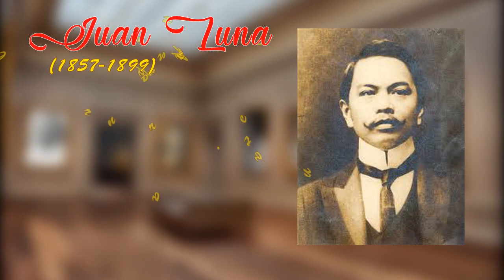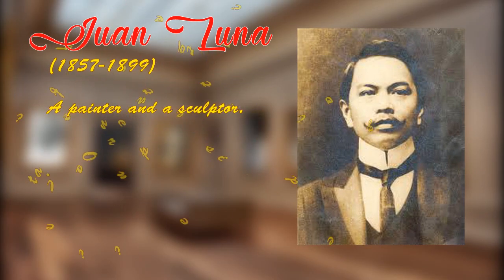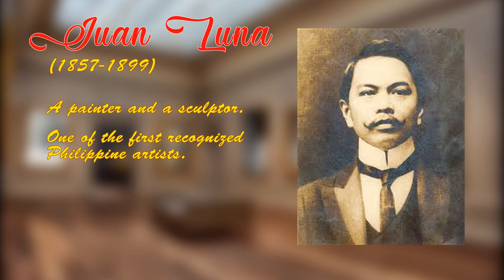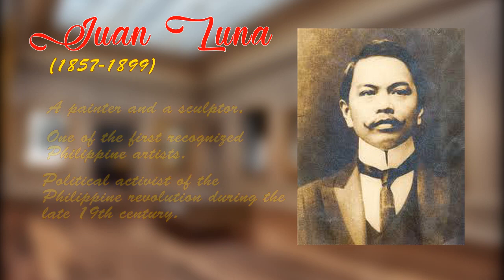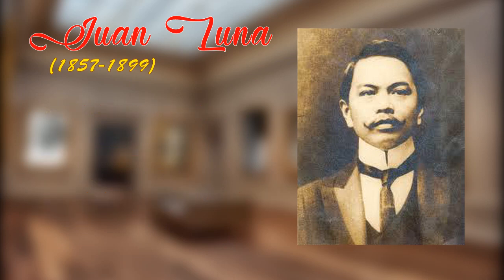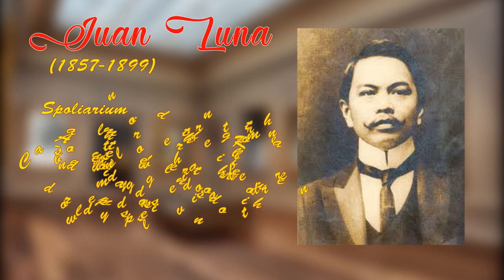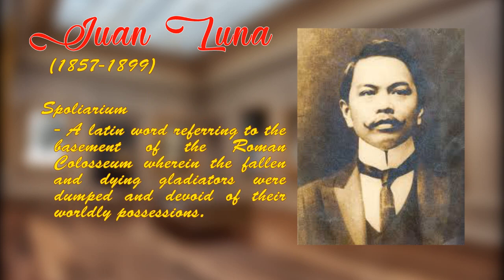Juan Luna y Novicio, 1857 to 1899. Juan Luna was a painter and sculptor who became one of the first recognized Philippine artists. He was also a political activist of the Philippine Revolution during the late 19th century. One of his famous artworks was the Spoliarium, a Latin word referring to the basement of the Roman Colosseum wherein the fallen and dying gladiators were dumped and devoid of their worldly possessions.